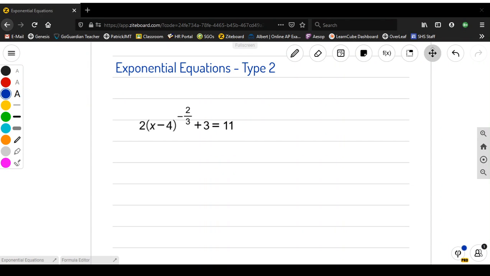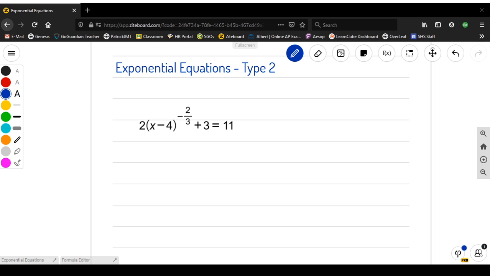All right, hello again. I'm going to be here talking to you about type 2 equations and how to solve them. And so this type here, instead of having your variable up in the exponent, the variable is in the base. Okay, now this is very typical to how we solve equations in that we're going to be undoing operations, we're going to be using inverse operations, and we're following really the backwards order of operations, right?